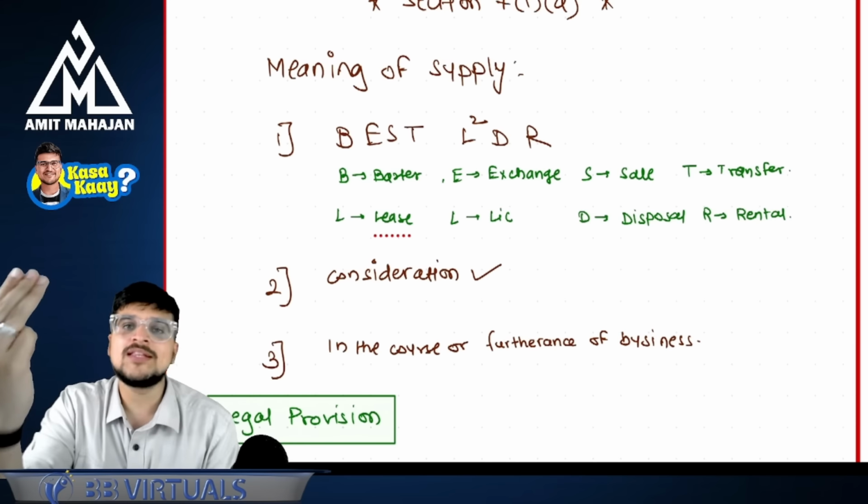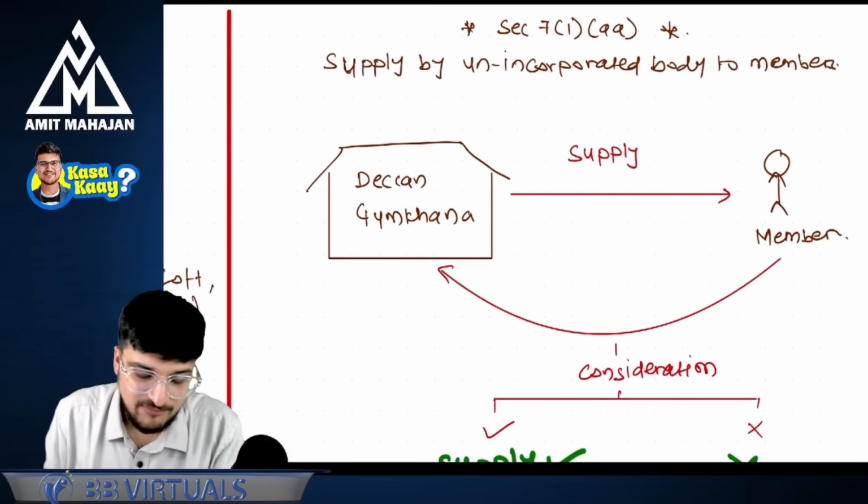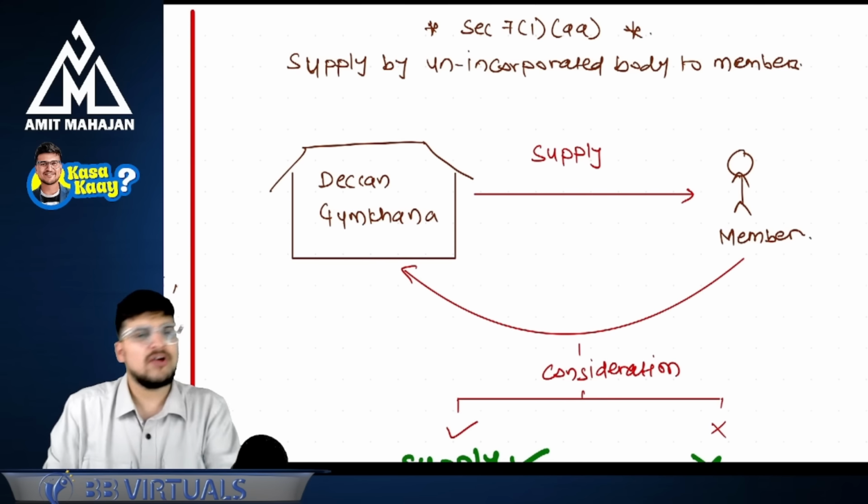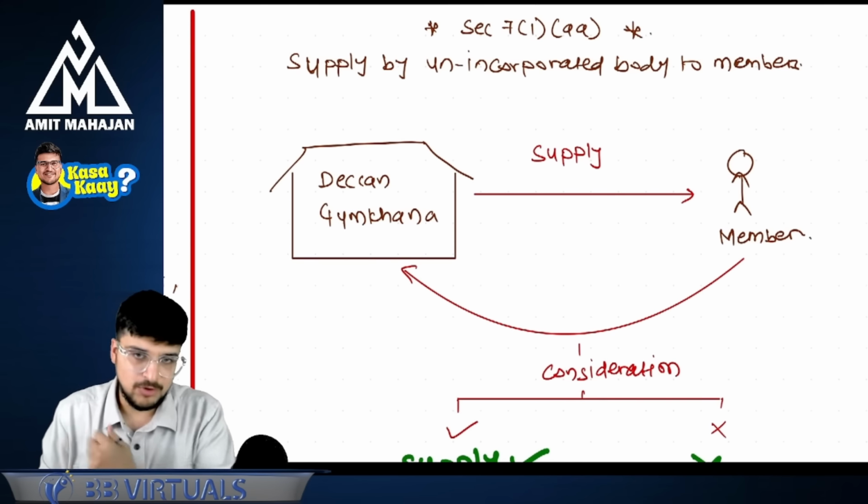Perfect. Okay. Let's come to the next point, that is section 7.1a, supply by an unincorporated body to its members. For example, there is one gymkhana. The name of that gymkhana is Deccan Gymkhana. And there are certain members. If any unincorporated body provides any supply to its members for a consideration, then only it will be considered as supply.